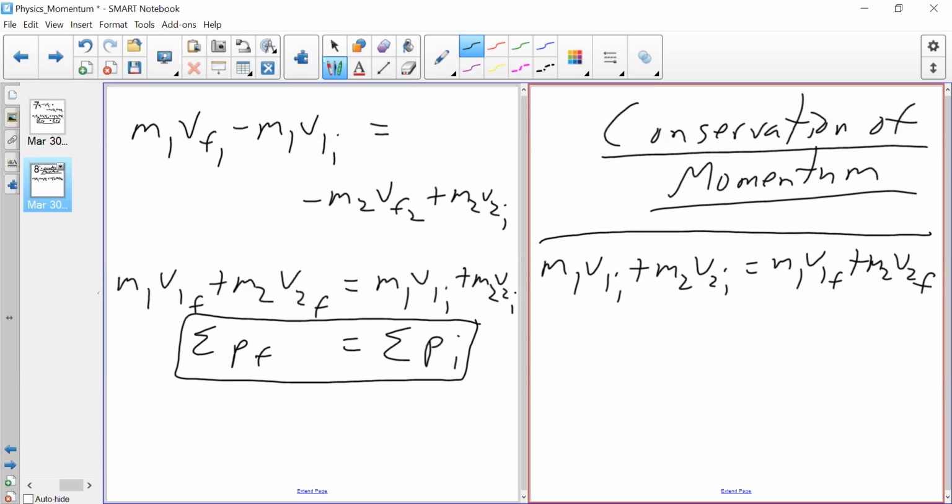And that's pretty much it. I'm saving momentum before and after. The equal sign is the action, a collision. I hit and stick together. I hit and rebound. Some sort of verb, some sort of action is the equal sign that separates the beginning from the end. That's pretty much what we got. Any questions so far?